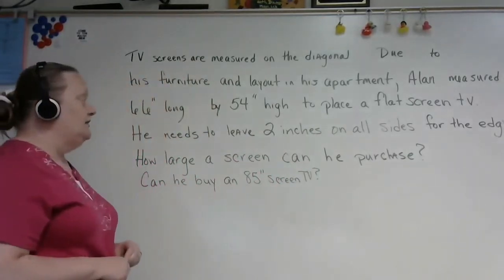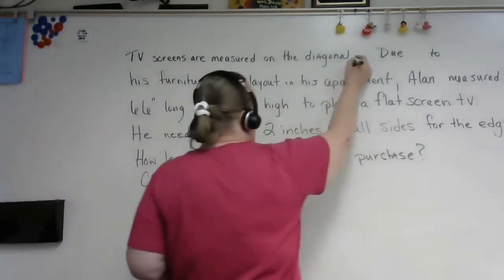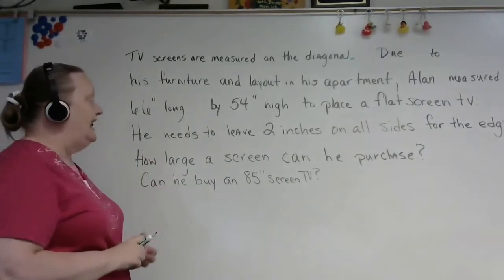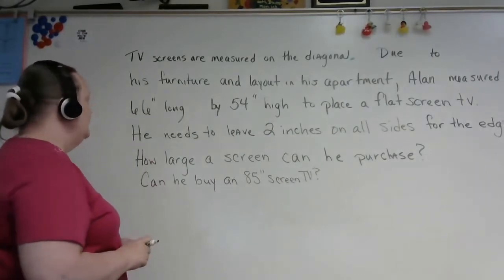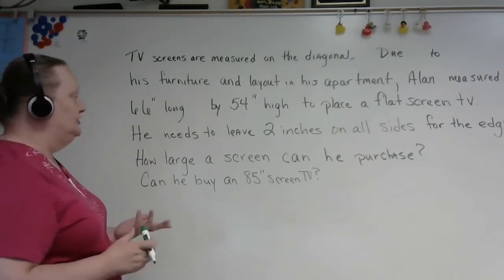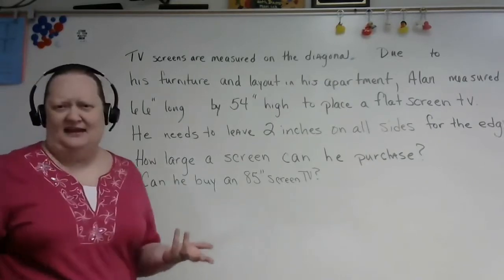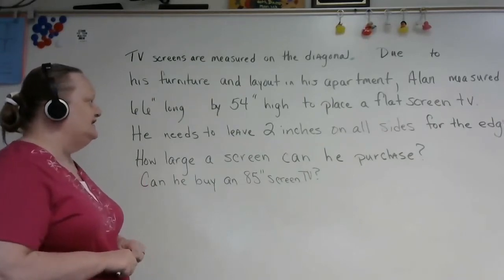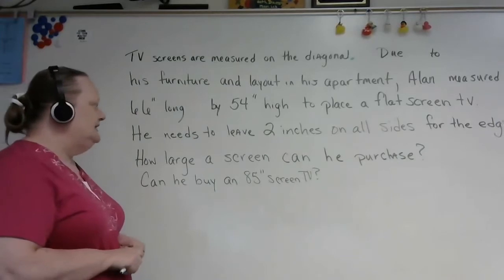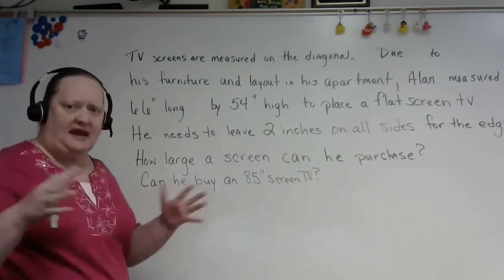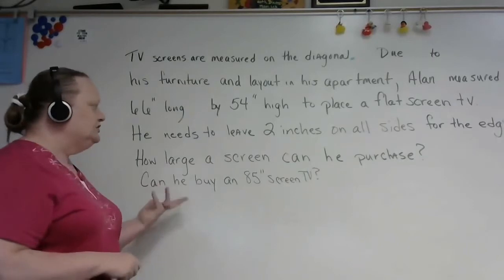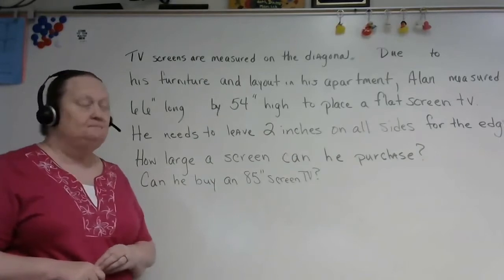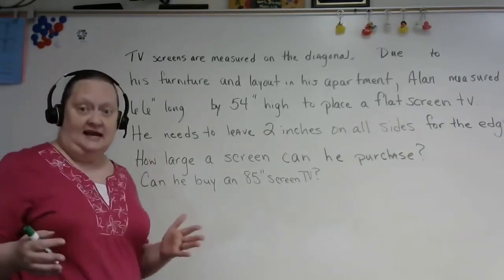TV screens are measured on the diagonal. Due to his furniture and layout in his apartment, Alan measured a space, 66 inches long by 54 inches high, to place a flat screen TV. He needs to leave 2 inches on all sides for edging, for space around it. So how large of a screen can he purchase? And can he buy an 85-inch screen TV? So that's the setup we have.